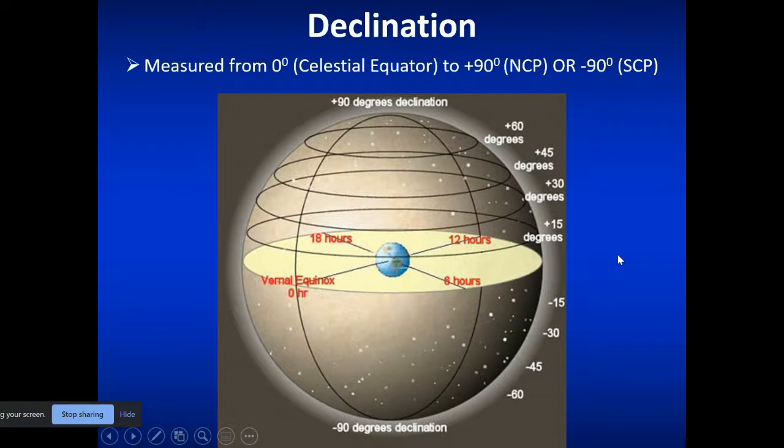Here's my declination slide. You can see plus degrees going above the celestial equator and minus degrees going below. The max declination you can get above the celestial equator at the north celestial pole is plus 90 degrees and minus 90 degrees at the south celestial pole.